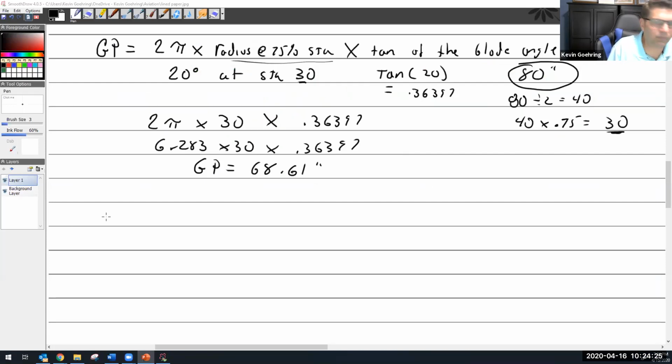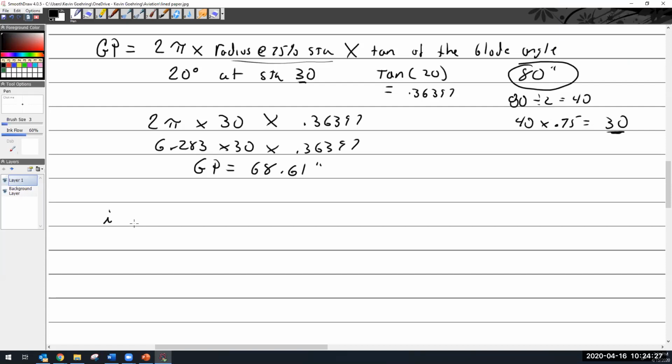So is this at a given RPM? No, there's no RPM involved. Look at the formula. It's simply degrees. The only thing that I had to know was how many degrees of the prop. One thing. Oh, okay. I see.